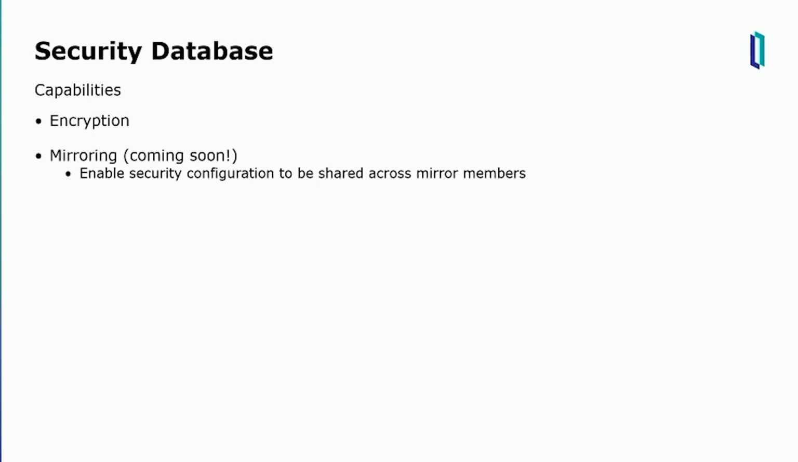Just to talk briefly about that: again, it's mirroring the IRIS security data. On your non-primary members, like all mirrors, it'll be read-only. Your configuration will be done on the primary, then it automatically gets replicated on your non-primary instances.